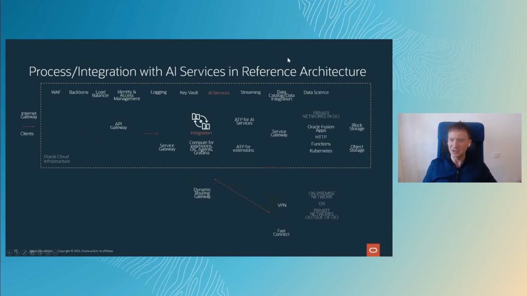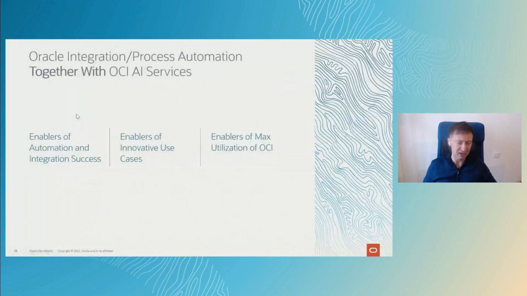So the whole set of other OCI services are very beneficial to be used together with integration and process automation, like identity access management, logging, vault, streaming, data integration, data catalog, data science, but obviously also AI services now, with this story that we tried to visualize. So there is a benefit on both sides. AI services are benefiting a lot from the usage of integration and process automation, and vice versa, integration is benefiting from the usage of AI, and obviously our customers are benefiting the most by putting them in this interplay.